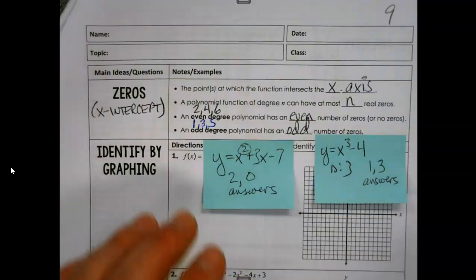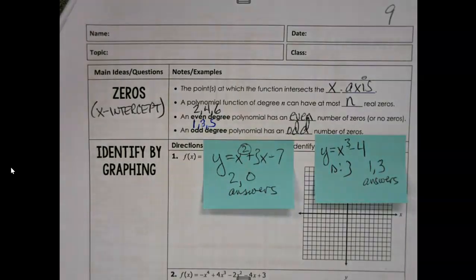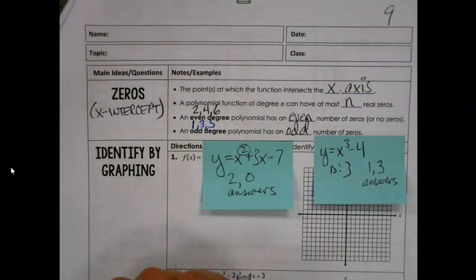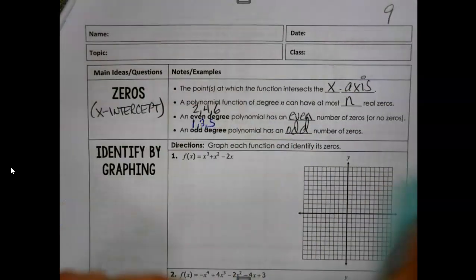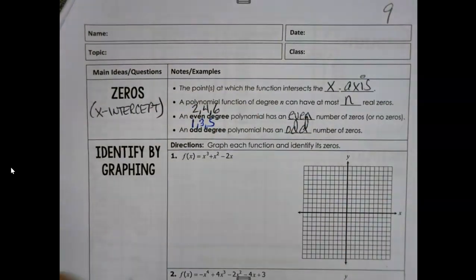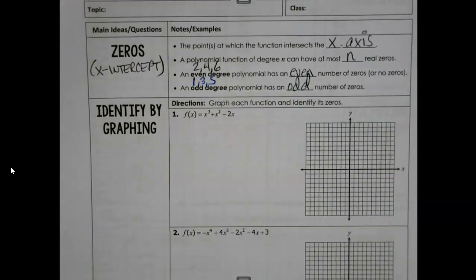You're like, no, wait. This is getting weird now. How in the heck do you have 0 answers? That will come into something that we call complex or imaginary solutions. That's a little further down the road. All we're going to need to deal with right now is just knowing that even is even, odd is odd. They go together for right now. Now you're going to get to see it in action.